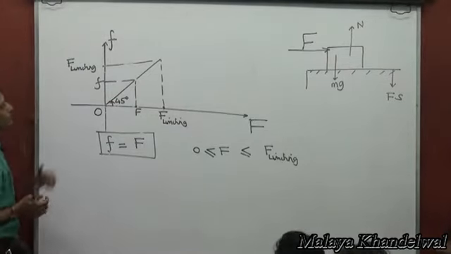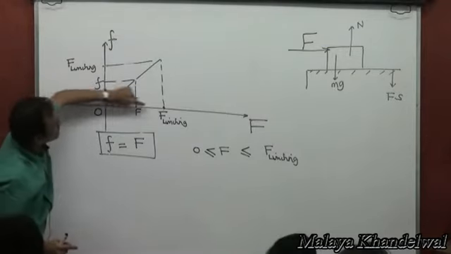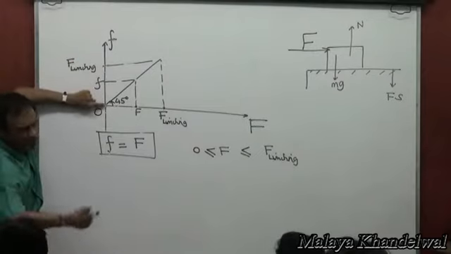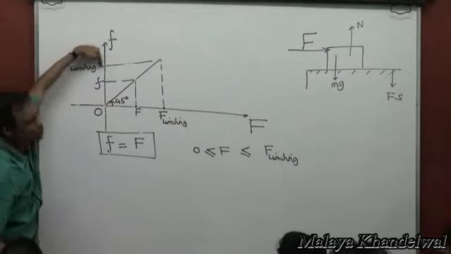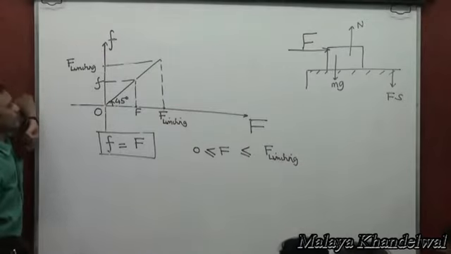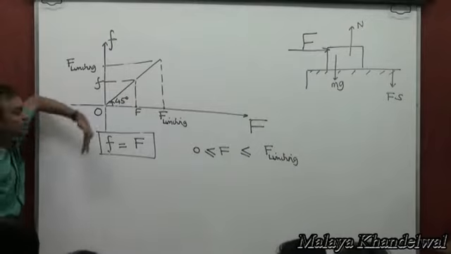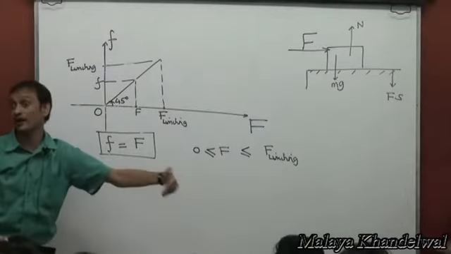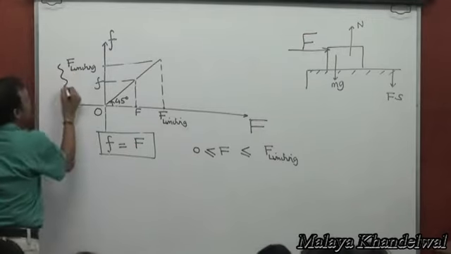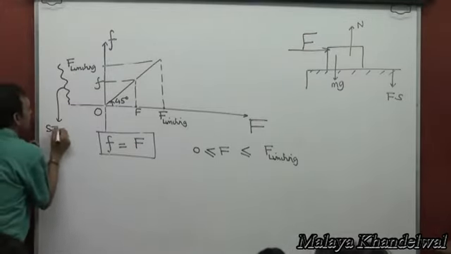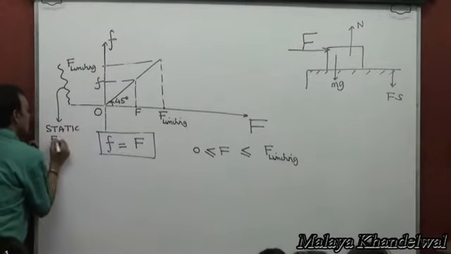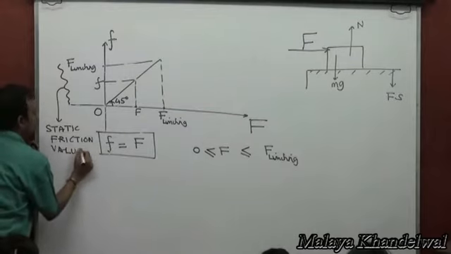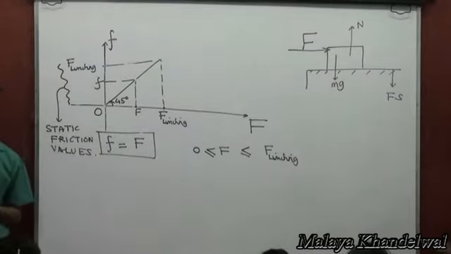Now, while capital F varies from here to there, how many values of frictional force exist? Any number of values of frictional force lying between 0 to F limiting, right? These values of the frictional force lying from 0 to F limiting are called static friction values.